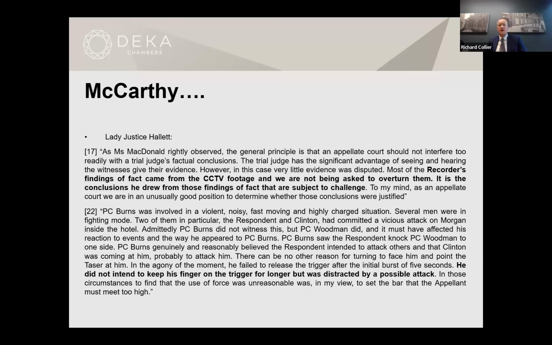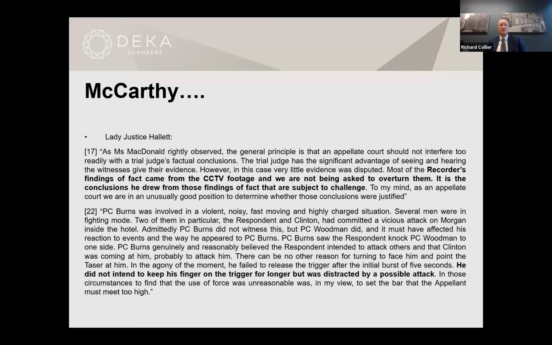But she explains that actually in this case, very little evidence was disputed on appeal or at first instance. And indeed, most of the recorder's findings of fact came from the CCTV footage, which the Court of Appeal had available to them. And those findings, the Court of Appeal wasn't being asked to overturn. It is the conclusions that the recorder drew from those findings of fact that are subject to challenge.